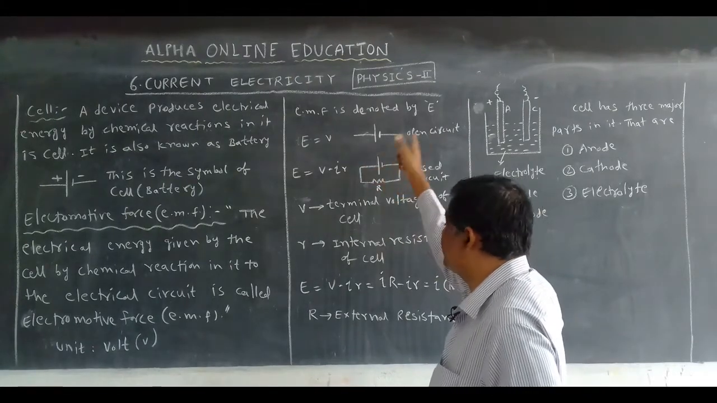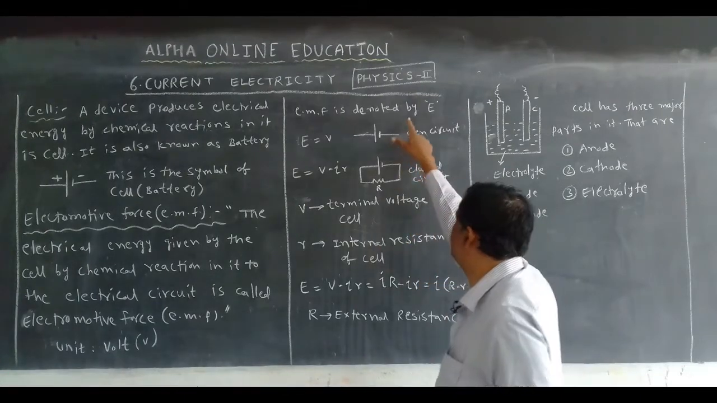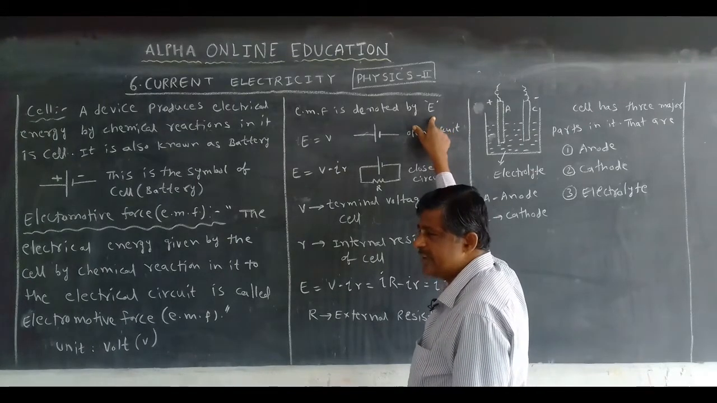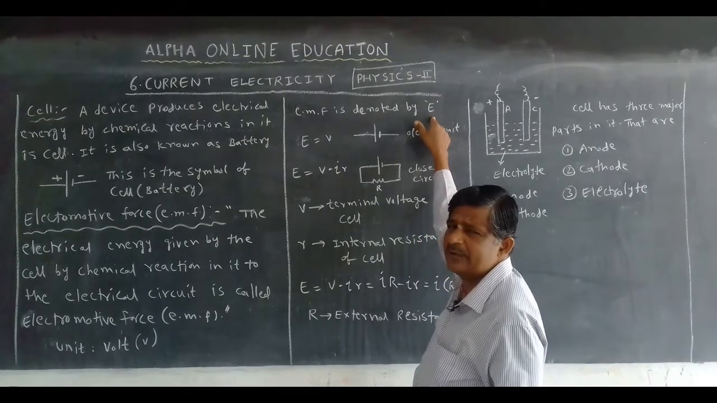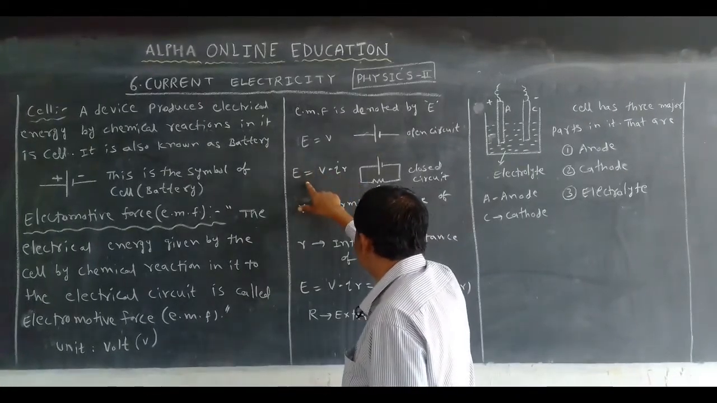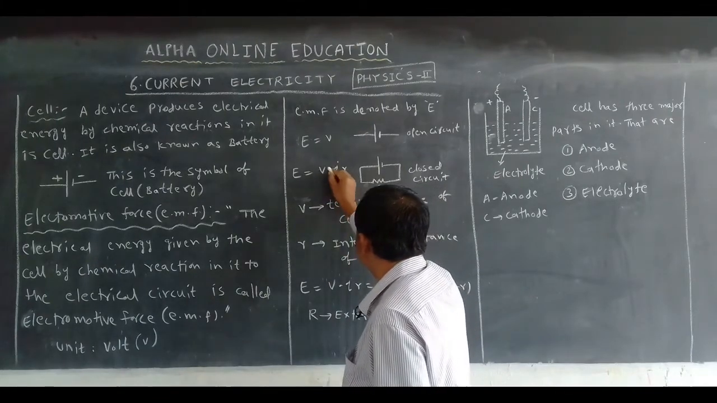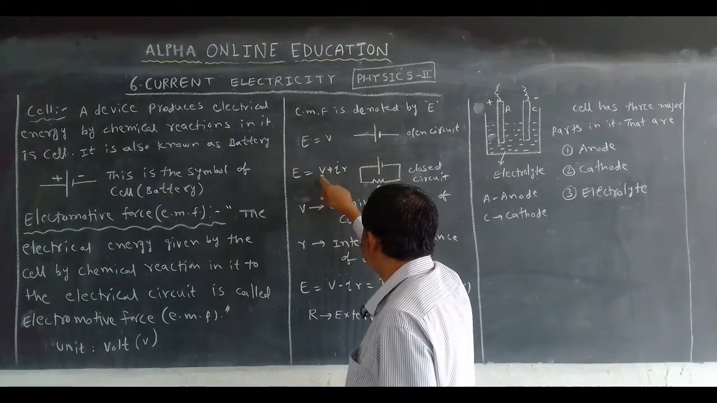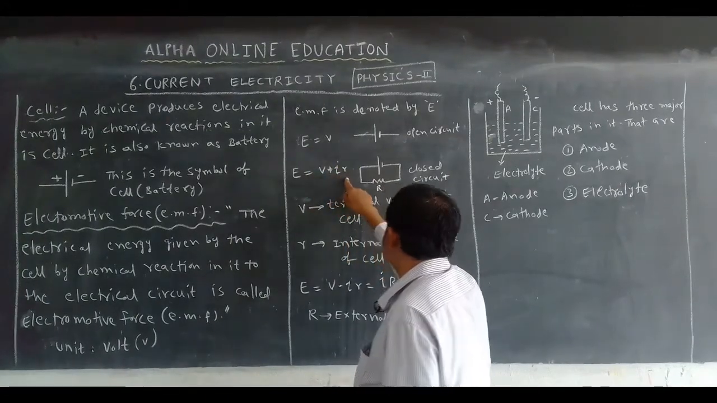Okay. EMF, electromotive force. How can we express this? The electromotive force is denoted by E, capital or small as you wish, but capital is suggested. Now E is equal to V, or E is equal to V plus Ir. Oh sorry, V plus Ir. When E is equal to V, and when E is equal to V plus Ir.